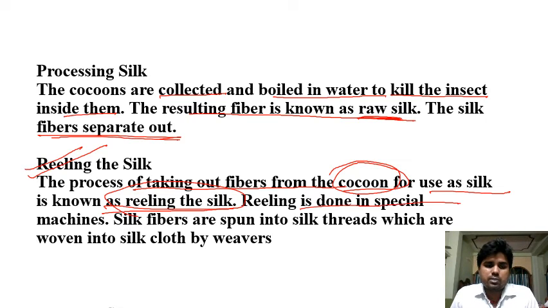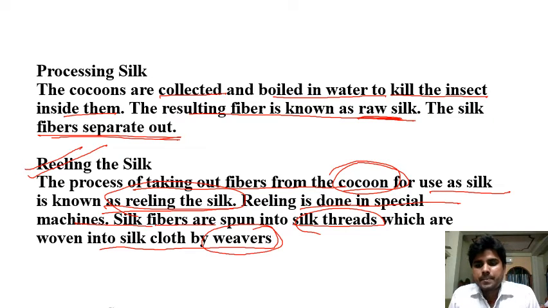Reeling is done in a special machine. Silk fibers are spun into silk thread, which is woven into silk cloth by the weavers. Is it clear?